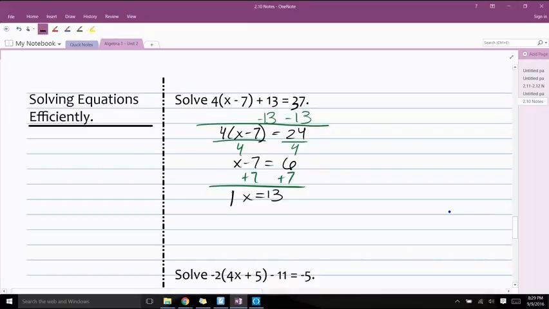Again, could you have gotten the answer using the distributive property? Totally. Am I fine with you doing that? Absolutely. I just think that if I can find ways to minimize my work and to avoid opportunities for mistakes, I like to do that.